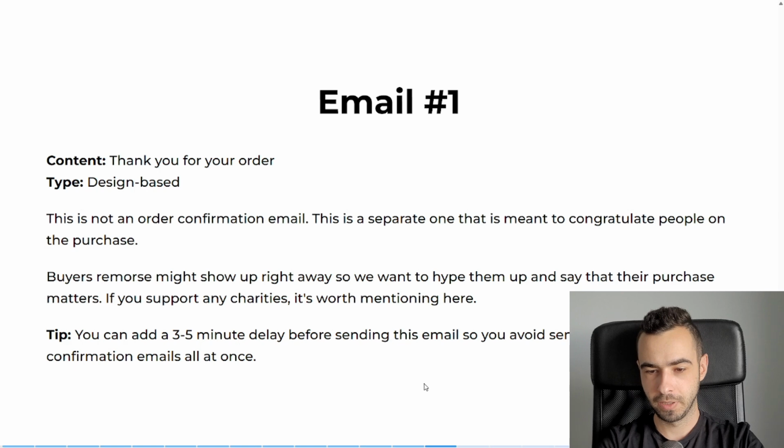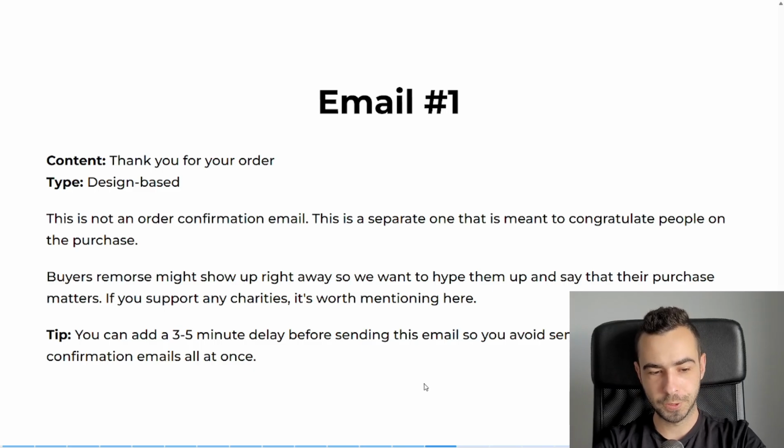This is a separate email that is meant to congratulate people on the purchase. Buyer's remorse might show up right away after they make the purchase, so we want to hype them up and say that their purchase matters. If you support any charities, it's worth mentioning here in that email specifically.